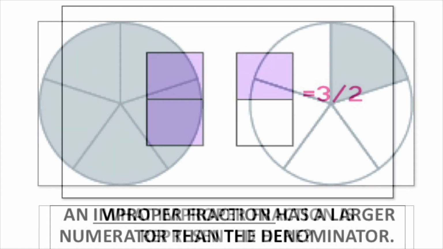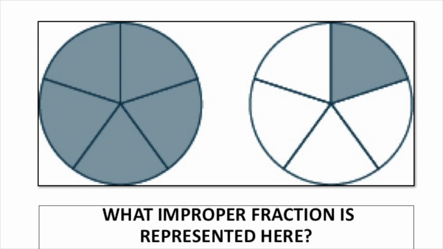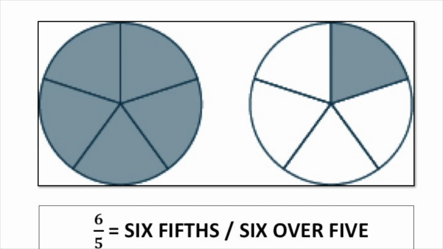Now, quiz time. What improper fraction is represented here? Now, first of all, for improper fractions, count the number of coloured parts. 1, 2, 3, 4, 5, 6. Well, how many parts to the whole? 5. 6 over 5, correct. You see, there's more coloured parts than there are parts to the whole. 6 over 5, or 6/5. And this is what we mean by improper, when there's more numerators than denominators.